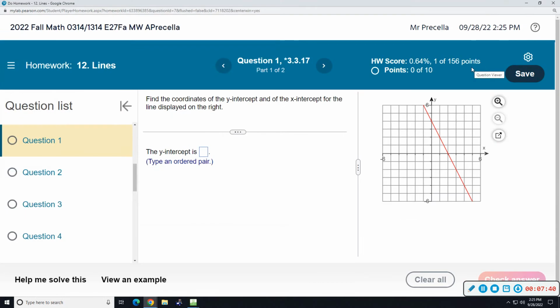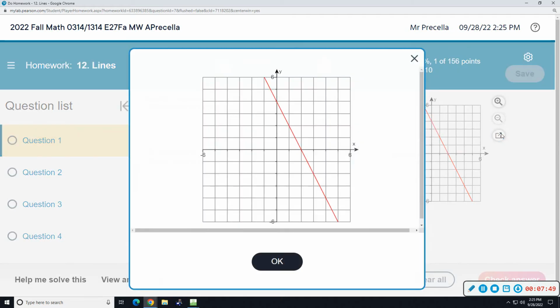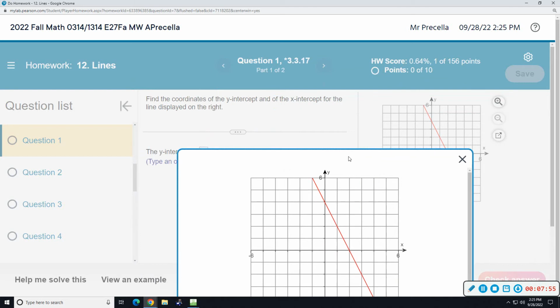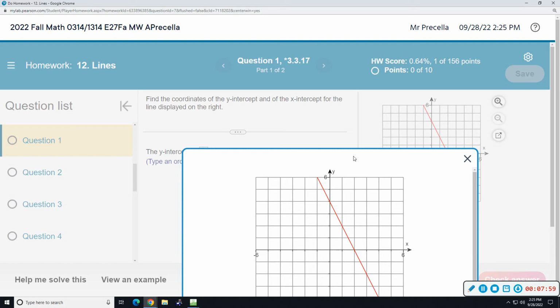Let me write it down. Oh, I don't think I need to write. Number 1, I don't think we need to write it down. Let's see. I'm going to pop this out to make it a little bit bigger. The instructions said, I actually should have looked at that first. Find the coordinates of the Y-intercept and the X-intercept.